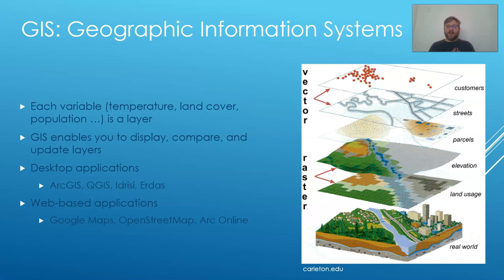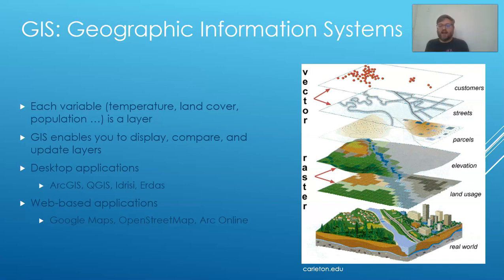So next, we're going to be talking about GIS, Geographic Information Systems. So a GIS, as I said, is a computer program that helps us to analyze spatial data. Each variable, each piece of spatial data that we have about a particular aspect of the Earth, might be temperature, land cover, population, etc., we call a layer. And so a GIS allows you to stack up these different data layers.